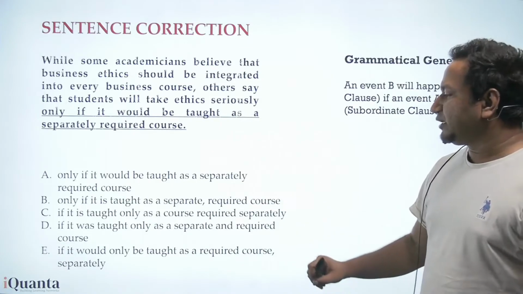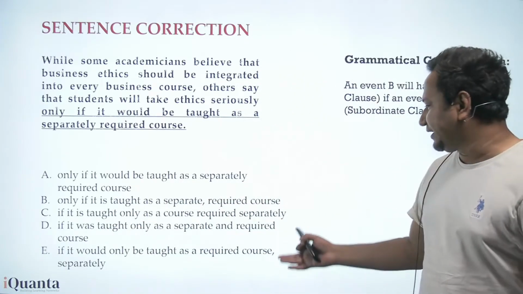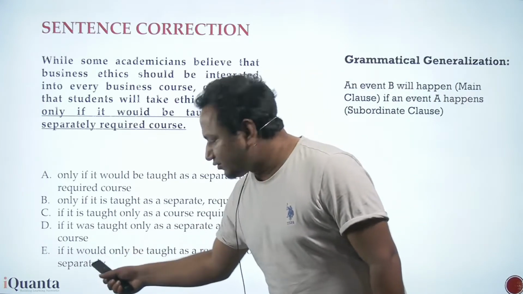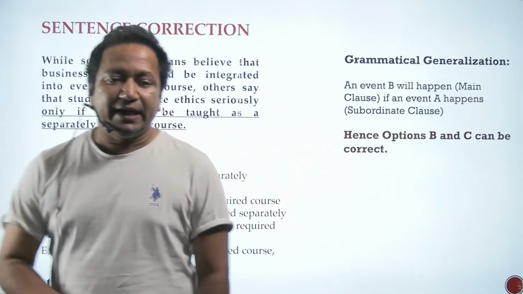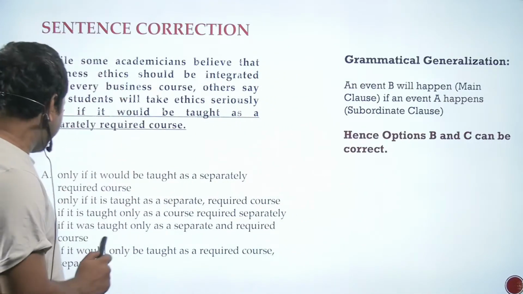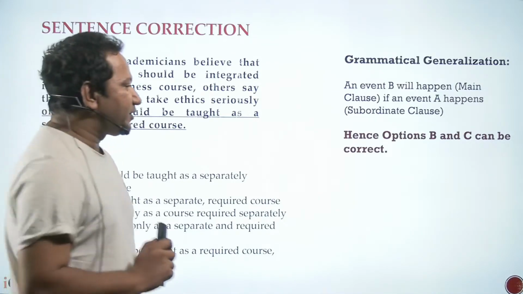Going to option D, "if it was taught," it is past. Of course, this cannot be the answer. We should not read further. Option E says "if it would," again, future is there. So automatically, we can eliminate options A, D, and E. So options B and C can be correct, but we have to choose only one.